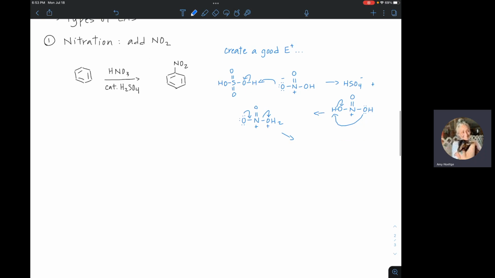Or the OH oxygen might actually grab the proton. Nobody really knows what's going on, but this is just as good of a description as any. So you get water, and this right here is the electrophile. This little beast is what the ring is going to attack.